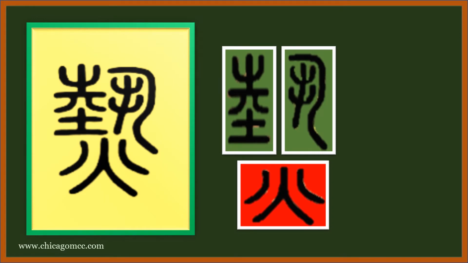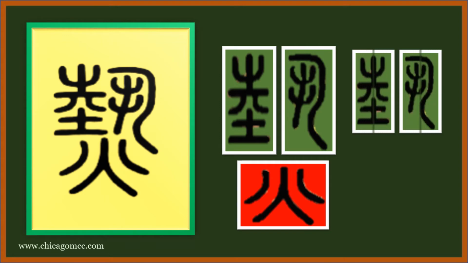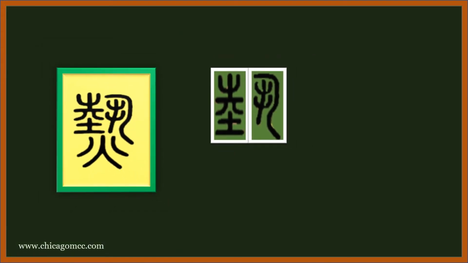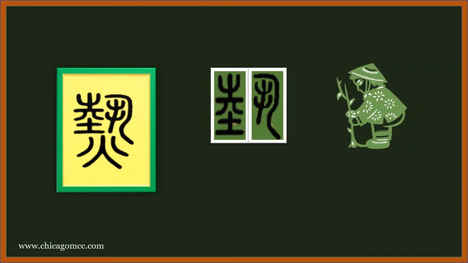Now, let's take a close look at this character and try to understand how it was created. As mentioned earlier, this character is an upper and lower structure. The upper part is composed of 2 units, which is the left and the right structure. It illustrates a person who is inserting a plant into ground, so you can comprehend it as a farmer growing crops in a farm field.